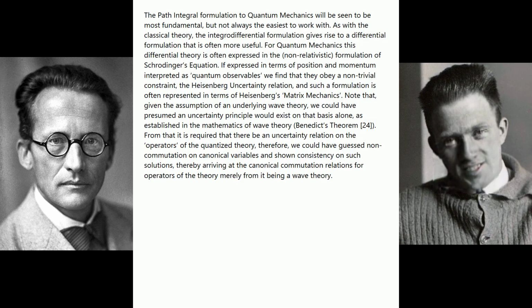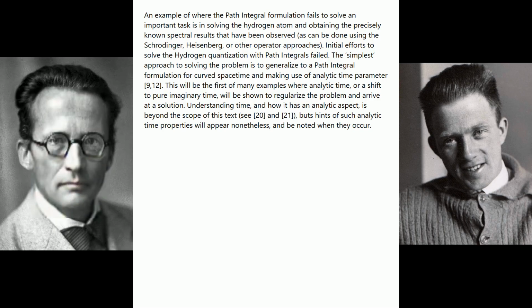Therefore, we could have guessed non-commutation on canonical variables and shown consistency on such solutions, thereby arriving at the canonical commutation relations for operators of the theory merely from it being a wave theory. An example of where the path integral formulation fails to solve an important task is in solving the hydrogen atom and obtaining the precisely known spectral results that have been observed, as can be done using the Schrödinger, Heisenberg, or other operator approaches. Initial efforts to solve the hydrogen quantization with path integrals failed.